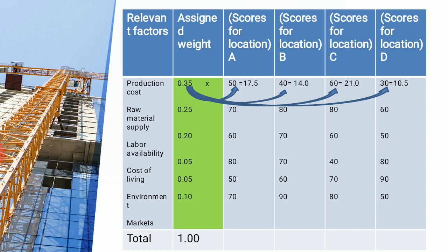Now if you check the scores of the locations, see 50, 70, 60, 80, 50, 70. Likewise we have provided them for A, B, C and D. What we are trying to do is, on the basis of this information, find out the weighted score. To find the weighted score, if you see the arrows, you will come to know that we multiply the assigned weight with the score, and find the product.